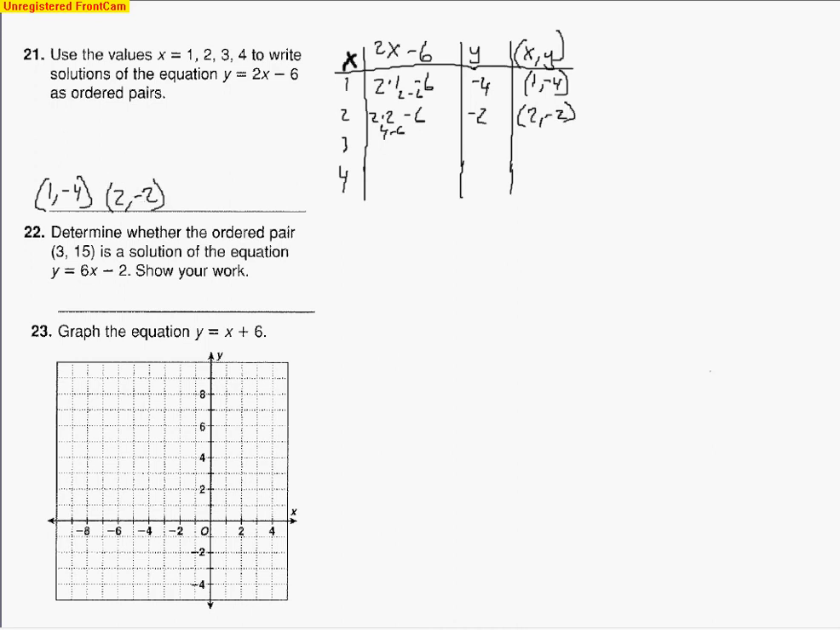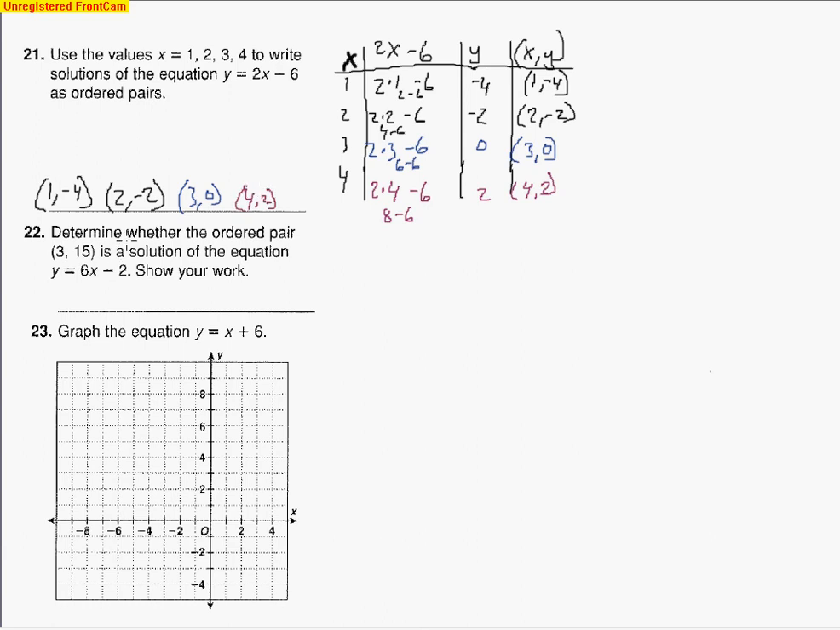And let's try the next one here. Let's plug in the 3 for x. So it's 2 times 3 minus 6. 2 times 3 is 6. 6 minus 6 is 0. So 3 comma 0 is the next point there. And let's try our last one there. Plugging in 4 for x. So 2 times 4, and then minus 6. That makes 8 minus 6, which makes 2. So 4 comma 2. That's the last point.